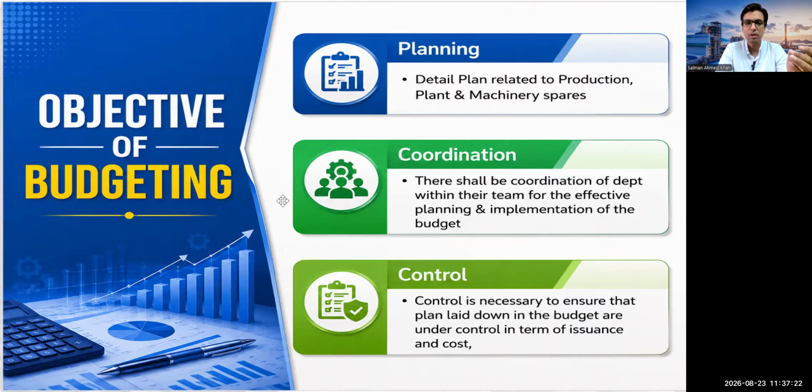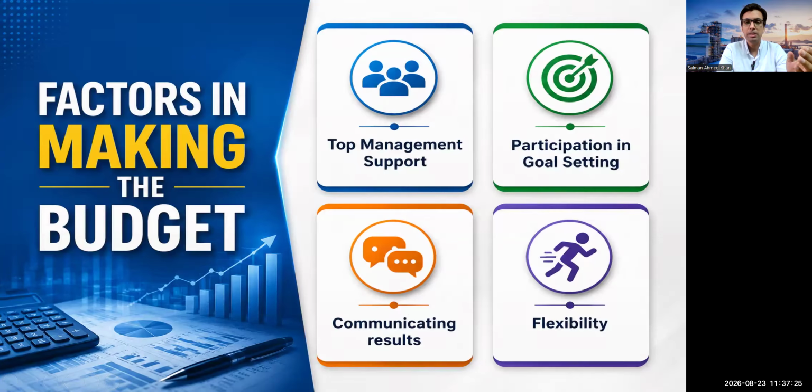So this is basically an overview of the budget, and why we do budgeting in the industry. The factor involved in making the budget is obviously top management support. Without top management support, we actually can't make the budgets, and for that reason top management support is very essential, very important, because top management gives you a vision or a kind of mission of what production they are going to do in a year, or they give you a 5-year plan, 2-year plan, quarterly plan, or 6-month plan, etc. So all of the departments participate in the goal setting and they communicate the results.